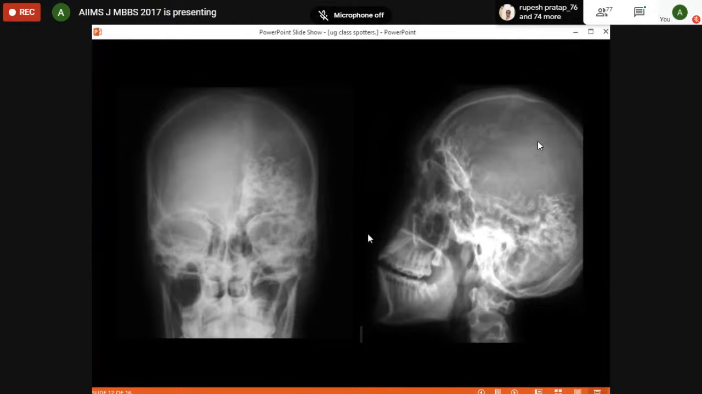So we'll go to the next question. This is a skull X-ray. So you all can start guessing now. Okay, I'll give you all 30 seconds.